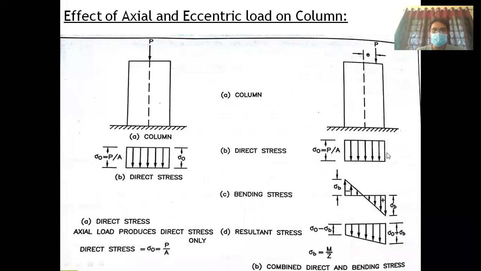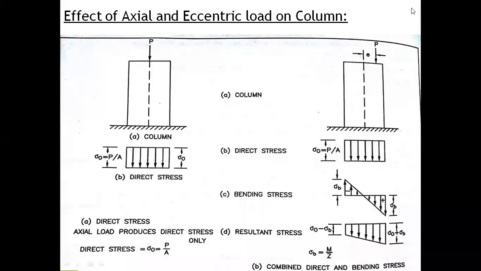Because in any structural element, when a member is subjected to load, the load should always pass through its center. So this P load should finally pass through the center of gravity of the section. That's why there will be direct stress; automatically it will develop. Along with the direct stress, bending stress will also develop. Why? Because this is not a direct load. This is an eccentric load, and this eccentric load makes your member have bending stresses.